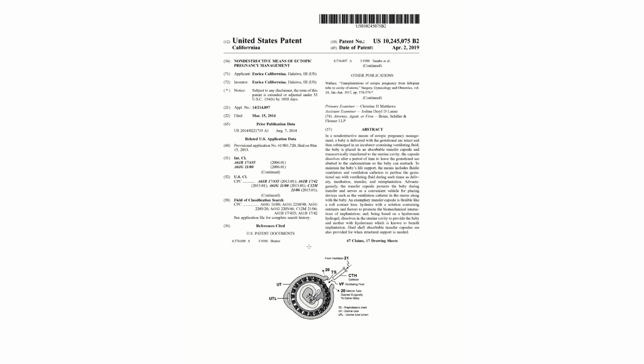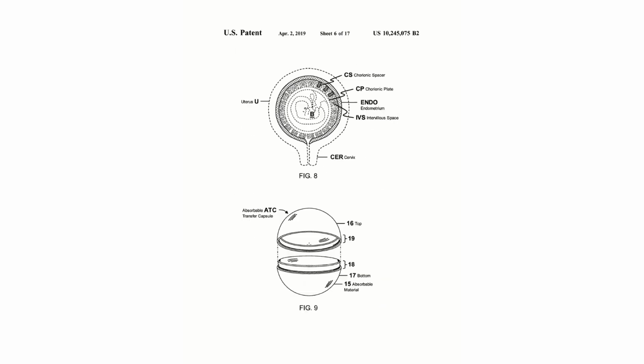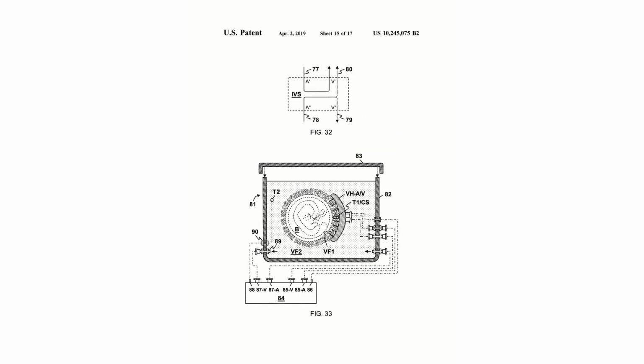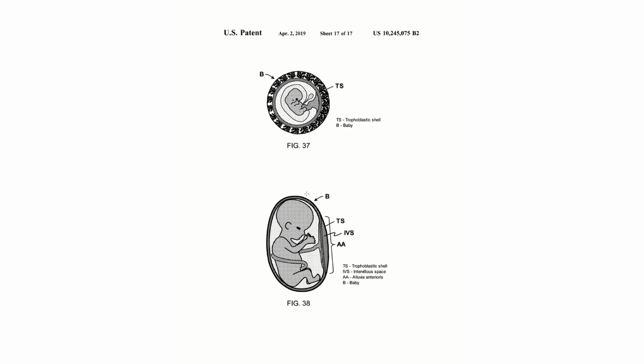So let's look at what babies look like first. We're going to use as our example a baby at 6 weeks from conception. This drawing right here, figure 37, shows the full extent of the baby's body. So all of this is the baby's tissue.